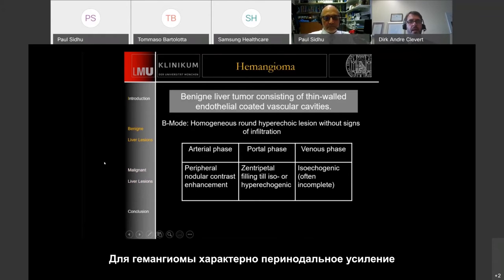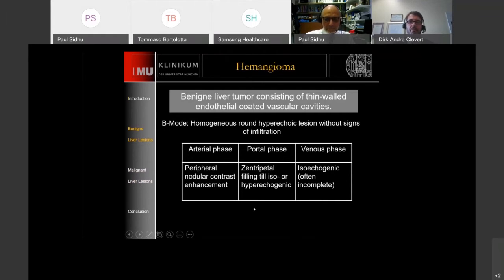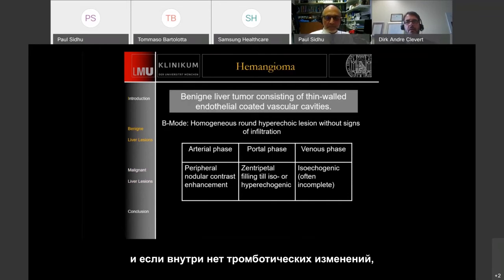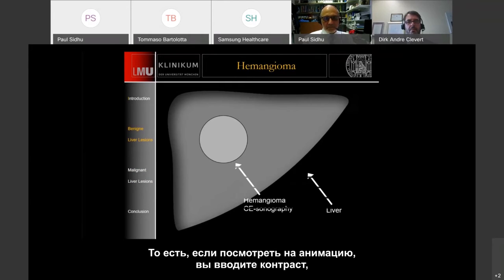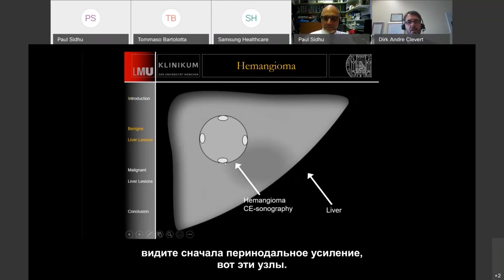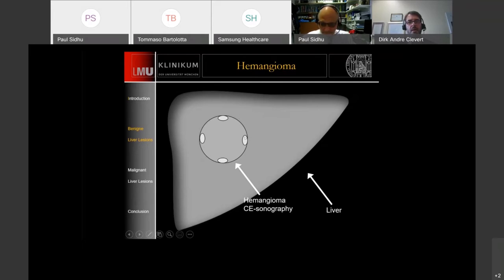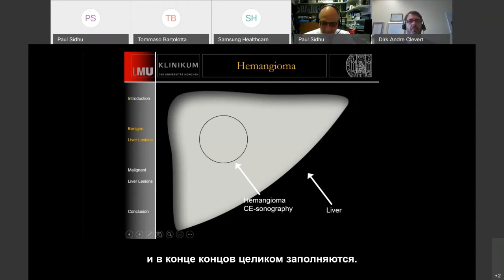A hemangioma has a perinodular enhancement in the arterial phase. Over time, this nodule will be growing, and with no thrombotic changes inside, the hemangioma should be completely filled with contrast. So if you look at the animation, you inject contrast, you see the perinodular enhancement, you see these nodules. Over time, you will see an increase of these nodules, and at the end, the nodules are completely filled, the hemangioma, no washout.